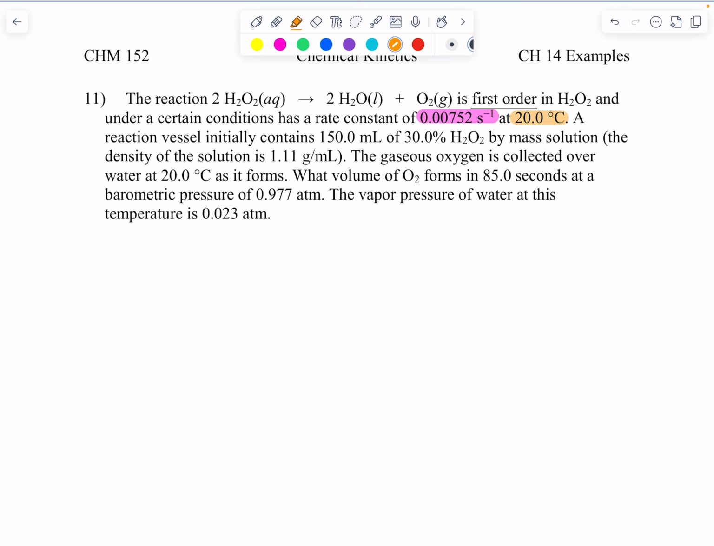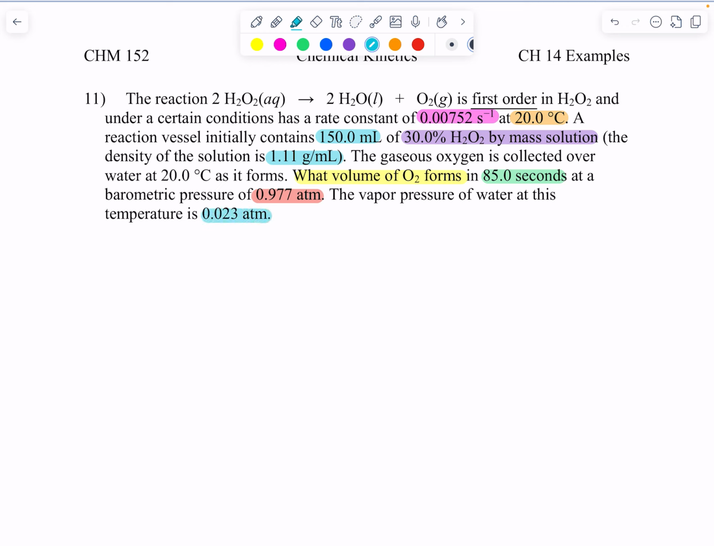A reaction vessel contains 150 milliliters of 30% hydrogen peroxide by mass solution, and it gives you the density of that solution is 1.11 grams per milliliter. Gaseous oxygen is collected over water at 20 degrees Celsius as it forms. What volume of O2 forms in 85 seconds at a barometric pressure of 0.977 atmosphere? The vapor pressure of the water is 0.23 atmospheres at that temperature.